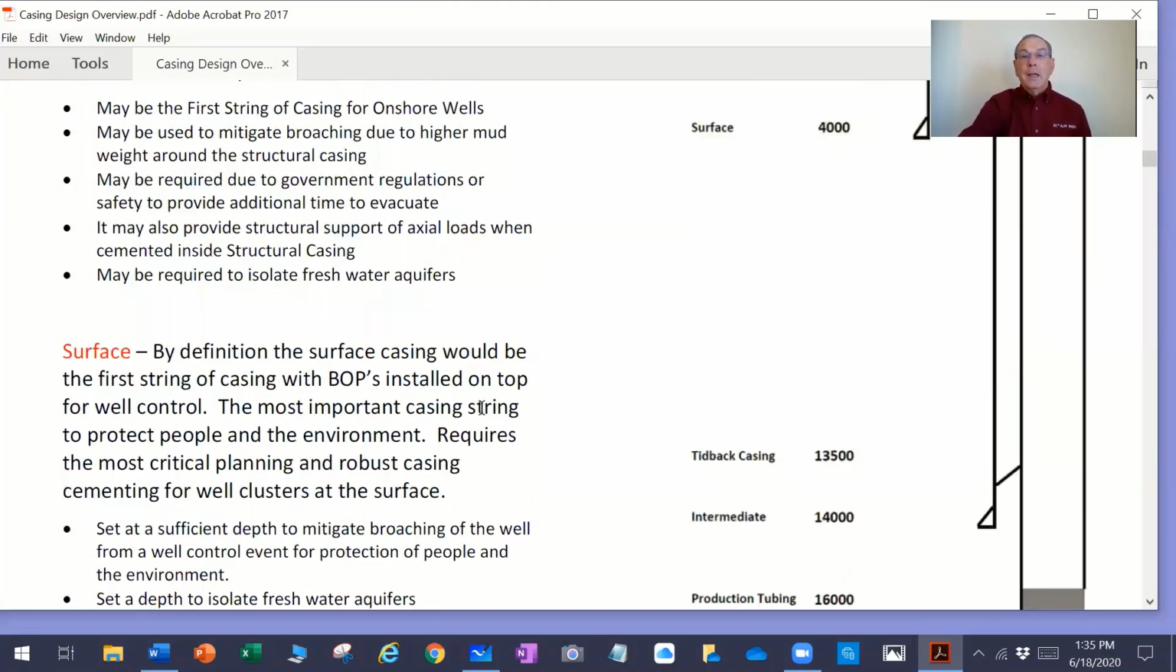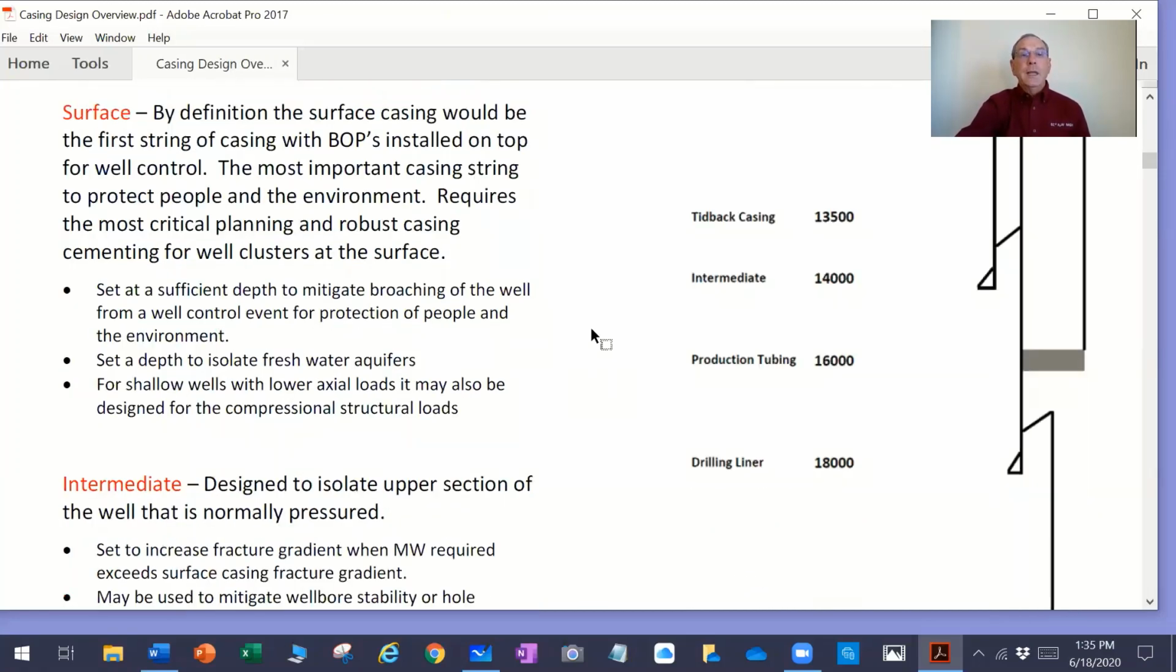It would probably be set all the way through the freshwater aquifers before we hit any of the saltwater aquifers in the earth, in the wellbore. Now, surface casing is, by definition, I call it, the first string of casing with BOPs installed on top for well control. So the fact that we install BOPs on some string of casing, generally speaking, we'd call that surface casing. It's probably the most important casing string to protect people and the environment.